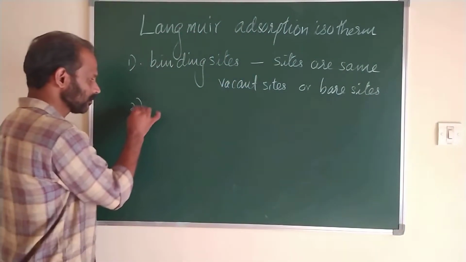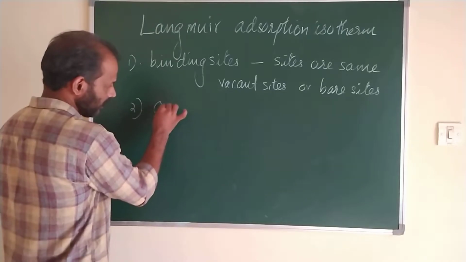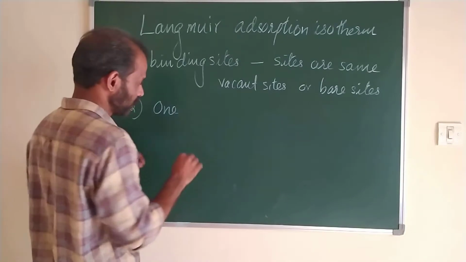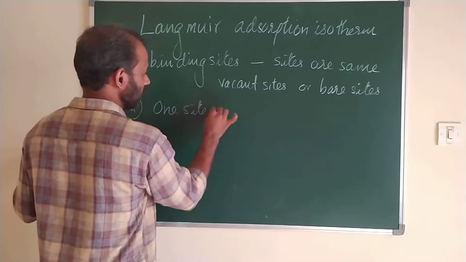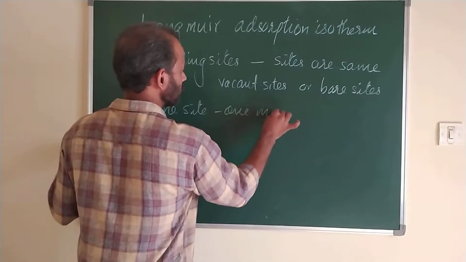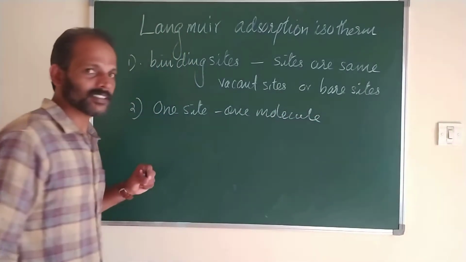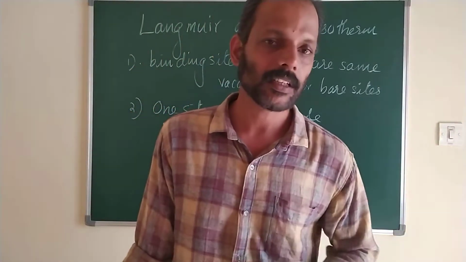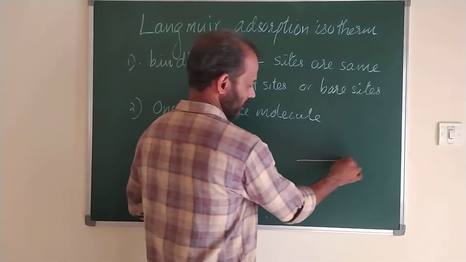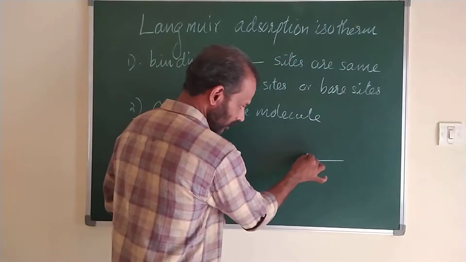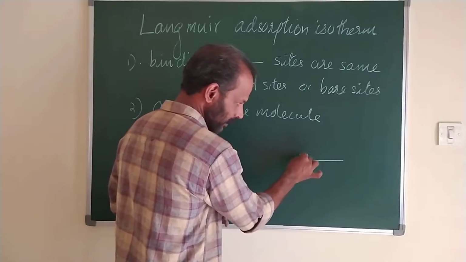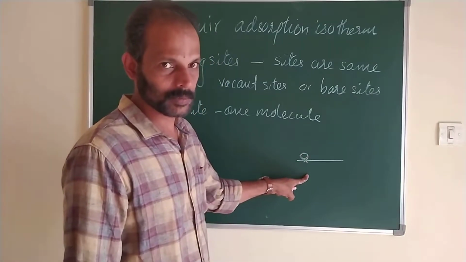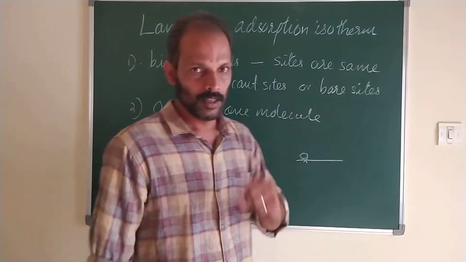The second point, each binding site adsorbs only one molecule. One site, one molecule. That is, one site can accommodate only one adsorbate molecule. So when one molecule occupies this site, then no other molecule can occupy the same site. It is not possible. So one site can accommodate only one molecule.